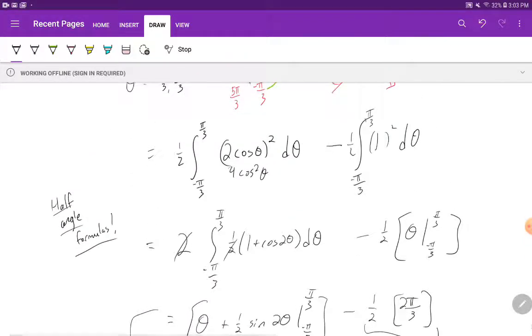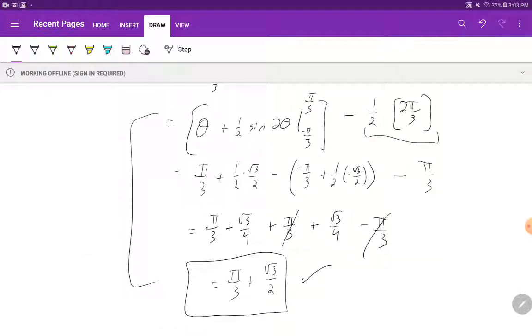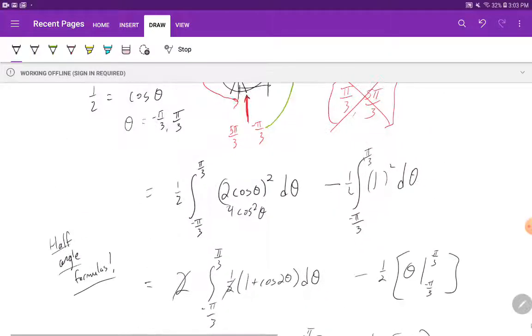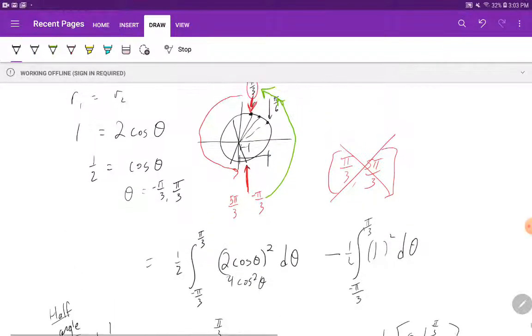I'm more worried about the setup, because the bottom piece you can practice, and that's easy to understand. The top part, where you have to do the setup and figure out which one's the inside, which one's the outside, that's the tougher part.